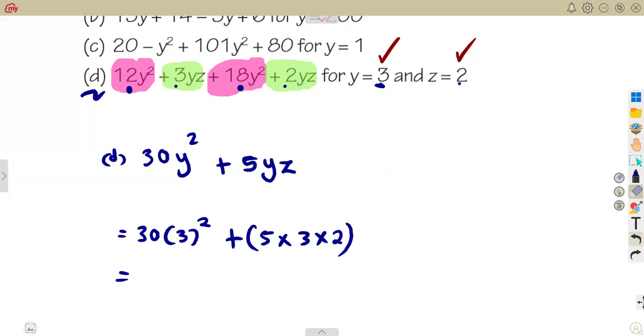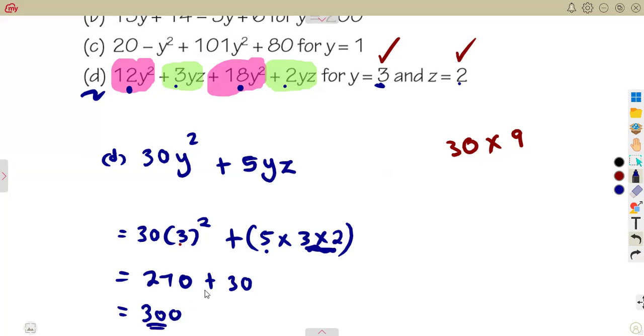All right, let's simplify. 3 squared means 3 times 3. So it's 30 times 3 squared, 3 times 3, which is 9. So if you multiply 30 and 9, that was going to be 270. So we've got 270 plus 5 times 3 times 2, which is simply, that's a 6 there, times a 5, which is a 30. Or 15 times 2, which is a 30. Then if you add, that was going to give you a 300. Just like that.